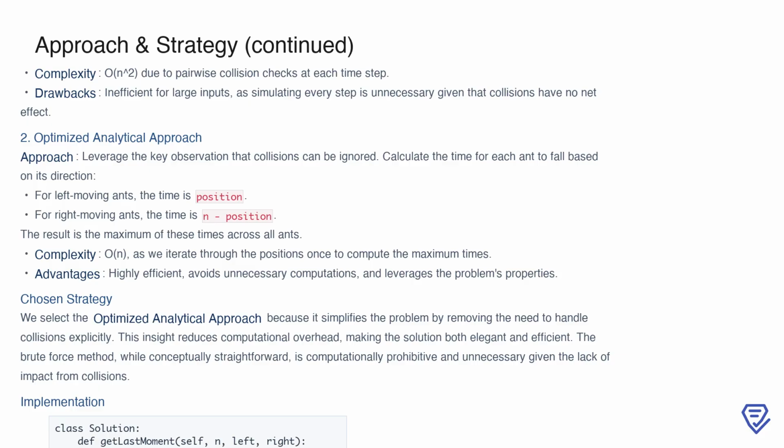Instead, we can use an optimized analytical approach. By leveraging the observation that collisions can be ignored, we calculate the time for each ant to fall based purely on its direction. For left-moving ants, the time is simply their initial position, and for right-moving ants, it is end position. By iterating through the positions once, we can compute the maximum time among all ants in O(n) time. This method is not only efficient but also avoids unnecessary computations, making it far more suitable for this problem.